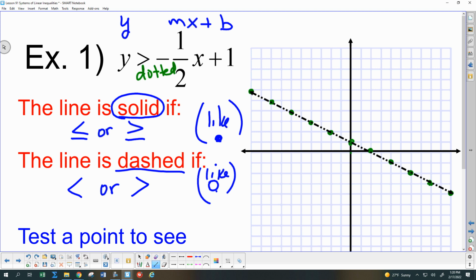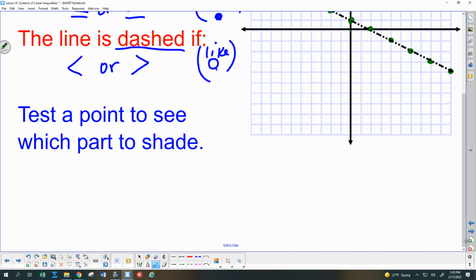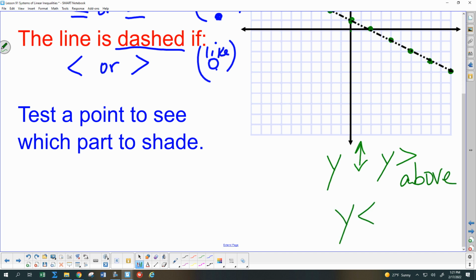So y's are the up and down coordinate, right? And if I say y is bigger than or equal, that means I need points with a y coordinate that is bigger than the line or up above the line. And if I have y is less than or equal to, that means the y coordinate of all the points that I'm going to shade needs to be less than the line. So it's got to be down lower than the line.